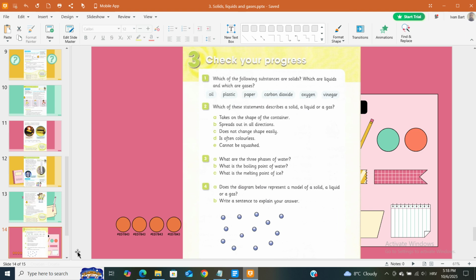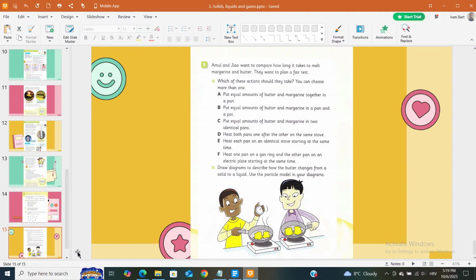4. A. Does the diagram below represent a model of a solid, a liquid, or a gas? B. Write a sentence to explain your answer. 5. Amul and Zhao want to compare how long it takes to melt margarine and butter. They want to plan a fair test. A. Which of these actions should they take? You can choose more than one.